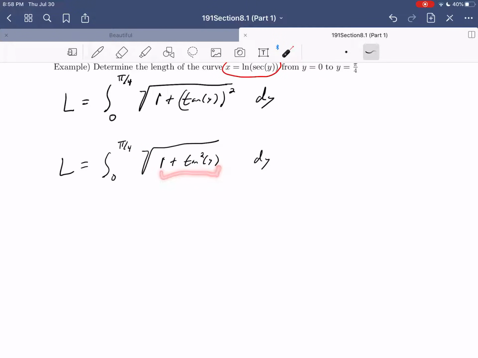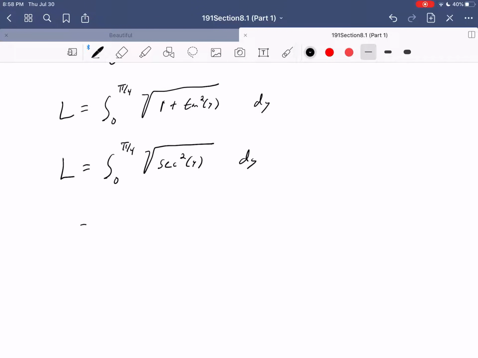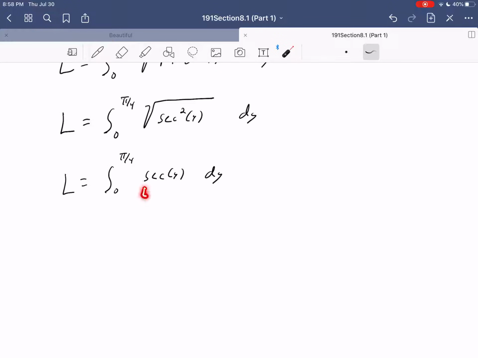1 plus tangent squared can just simply be reduced, so we have the integral from 0 to pi over 4, square root secant squared y dy. And then if we go ahead and apply that, we get the integral from 0 to pi over 4 secant y dy. Now that's nice because that got rid of the square root. The square root is often the thing that poses the problem computationally when dealing with arc length. But now we just have the integral of secant, which we do know how to do.